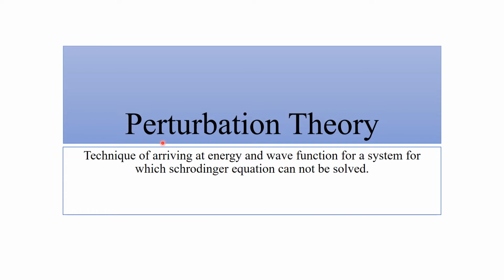Perturbation method is an approximation method. Amongst the approximation methods, the simplest and most interesting is wave mechanical perturbation theory developed by Schrödinger. It is a technique of arriving at the energy and wave function for a system for which the Schrödinger equation cannot be solved. The meaning of perturbation is disturbance, that is, a certain disturbance in the system.